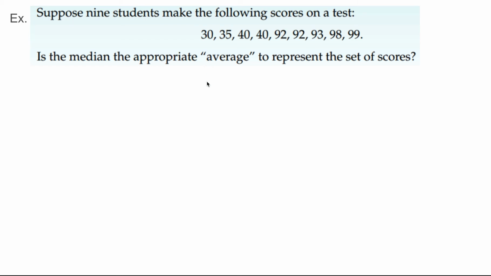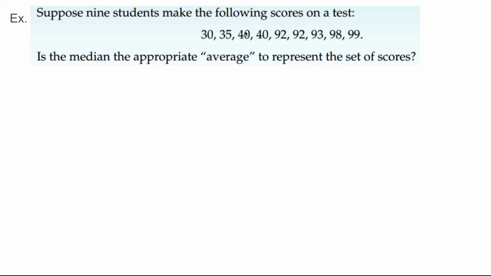Then we can consider what could be a good measure to represent the set of data. How about the mean? When you add the sum and divide it by 9, you're going to get about 69. Do you think that is a good number to represent this?